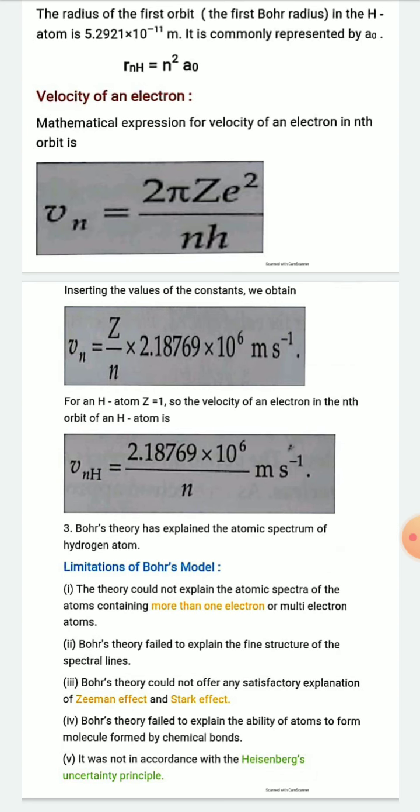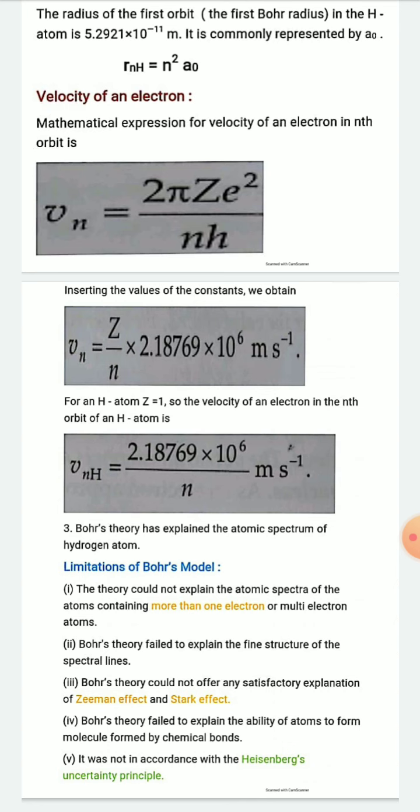And the next achievement of Bohr's atomic model is that Bohr's theory has explained the atomic spectrum of hydrogen atom. These are the achievements or merits of Bohr's atomic model. But there are some demerits or limitations of Bohr's atomic model, and the limitations are: the theory could not explain the atomic spectra of atoms containing more than one electron, or multi-electron atoms.